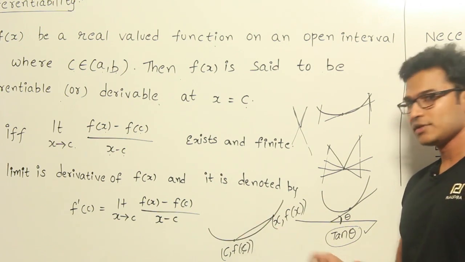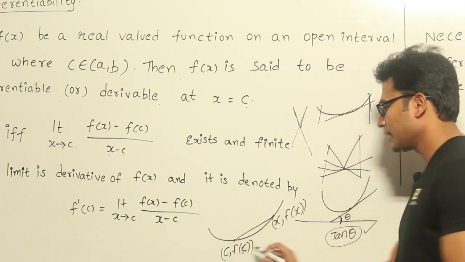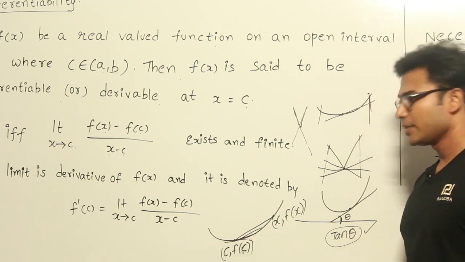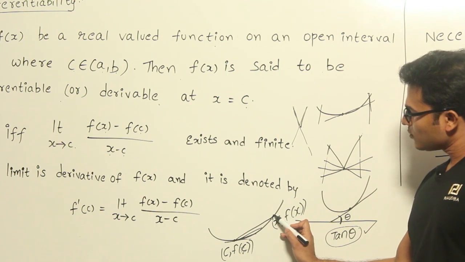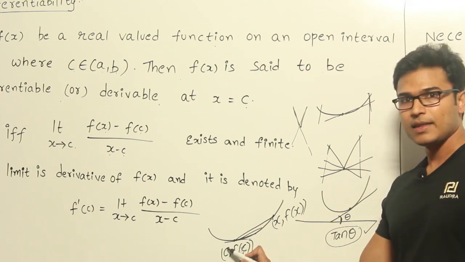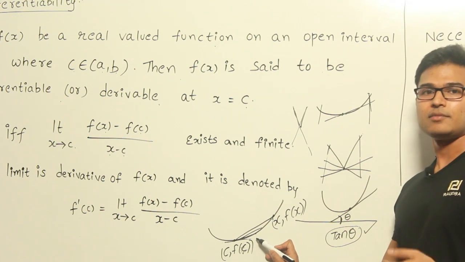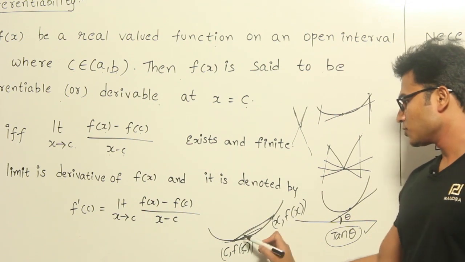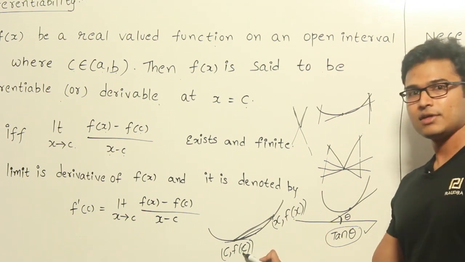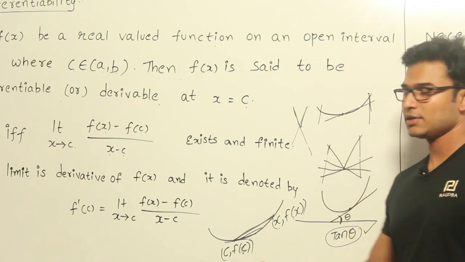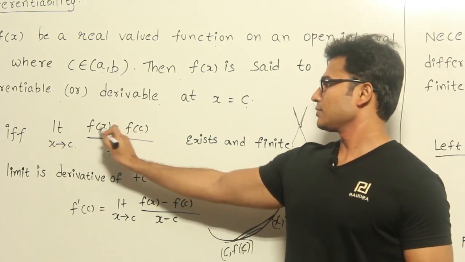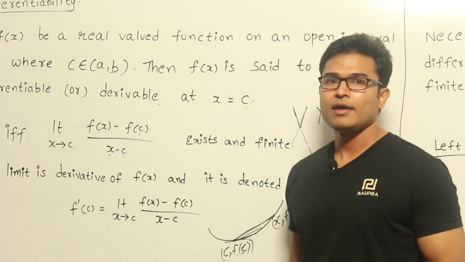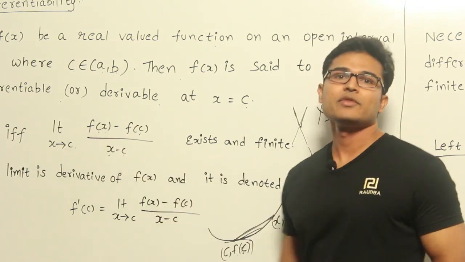As this point moves towards this point, so as I slowly move this, finally it is going to be a tangent. Got it? So as I move this point x close to c, whatever I get is nothing but the tangent, right? Now if you look at this line, the slope of this line is going to be y2 minus y1 divided by x2 minus x1, isn't it? So that is what is written, f of x minus f of c, y2 minus y1 divided by x2 minus x1.